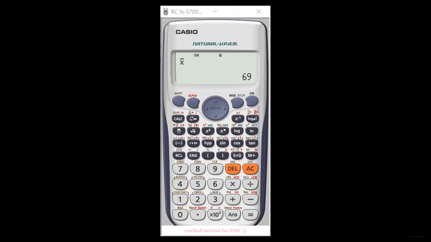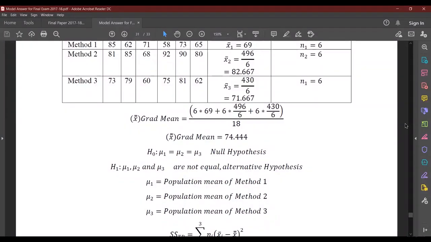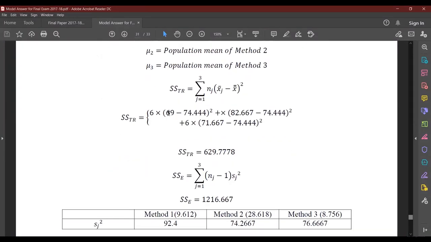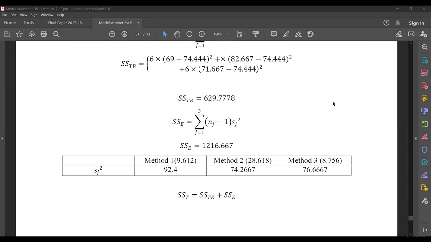Now if you know the variance for each, this part, right? If you know this SJ value for all those three data sets separately, where NJ is the number of data, there are 6 data, so that is 6 minus 1, that is 5, into the variance, that is 9.612. For the other two values, you have to calculate and find this total. After finding the total, try to use the calculator, then it is easy.